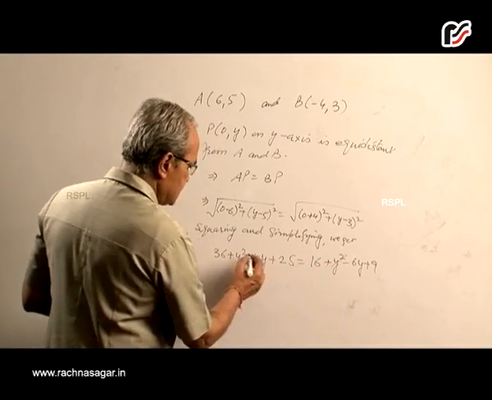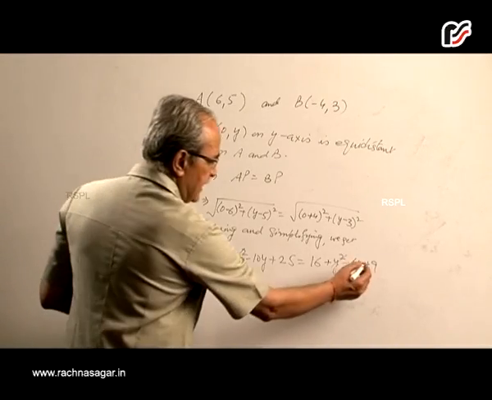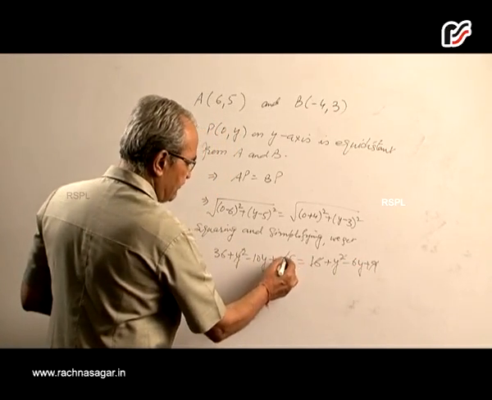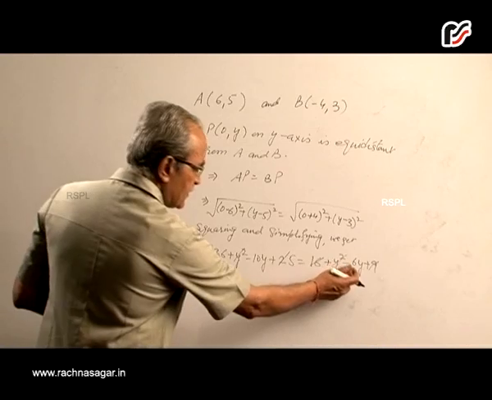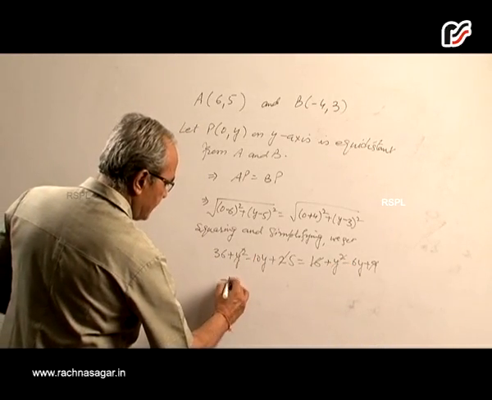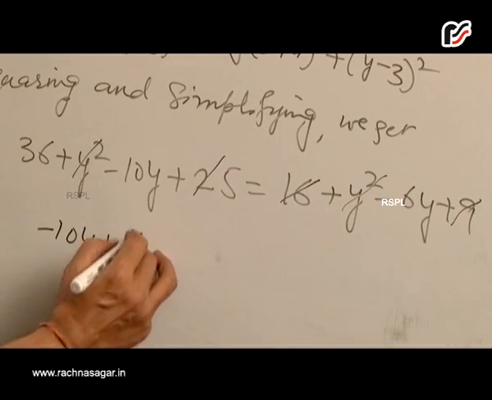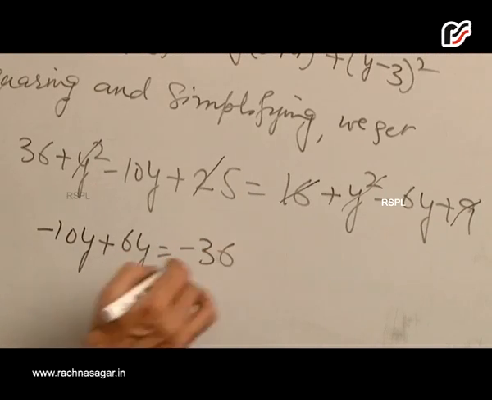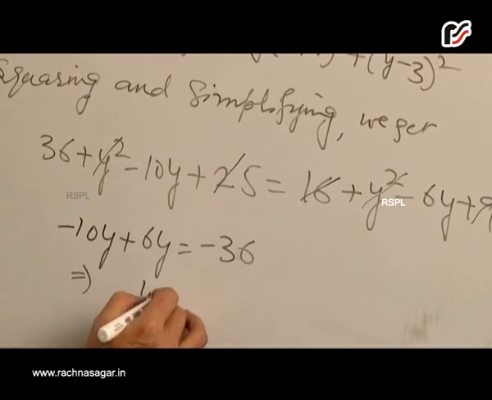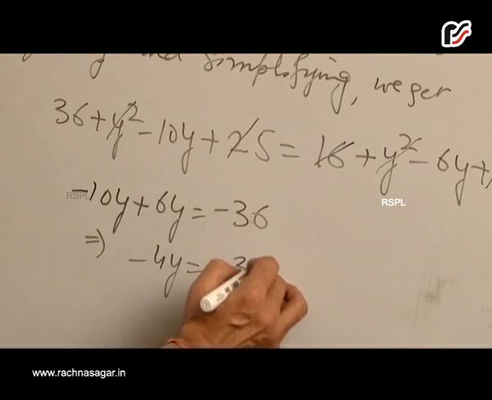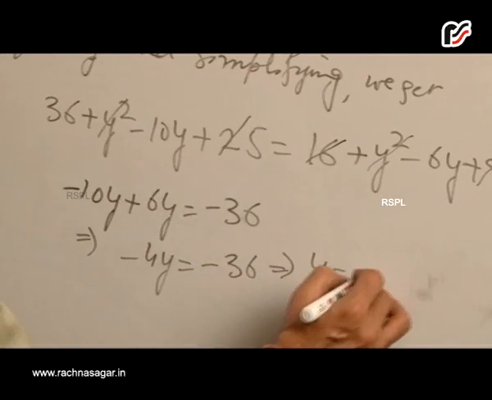y square cancels, and 16, 9 and 25 cancel. This we bring on this side. So minus 10y plus 6y equal to minus 36. This implies minus 4y equal to minus 36. This implies y equal to 9.